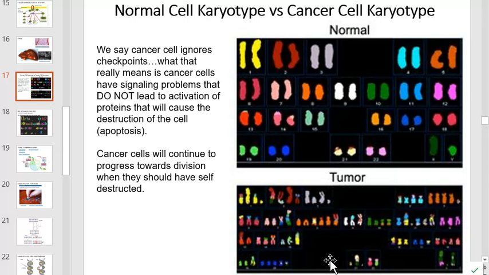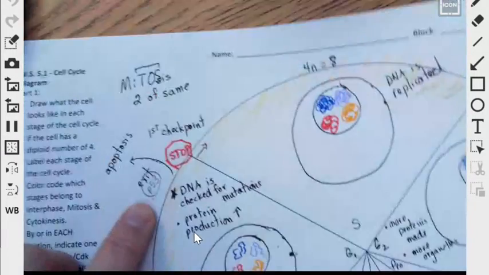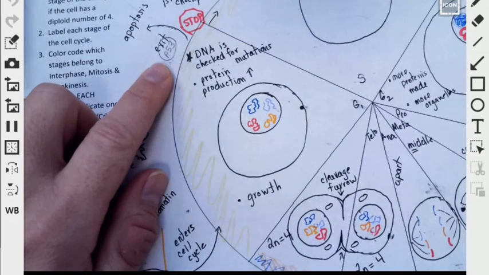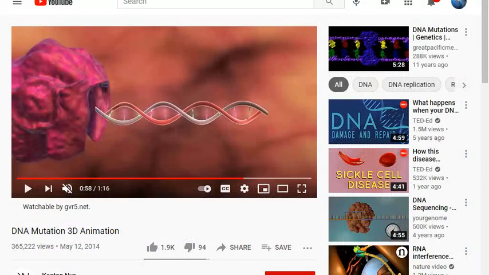And it keeps dividing and dividing and dividing. So P53 is an important one for you to note. Anytime a cell activates this P53, that cell should die, all right? So P53 is not a bad molecule. P53 is a good molecule.